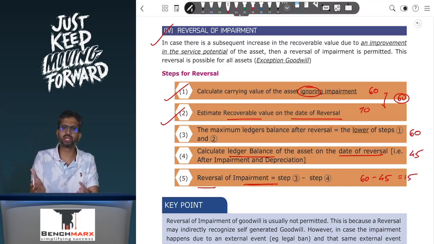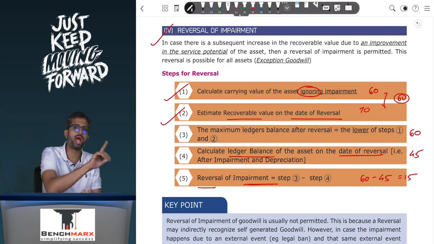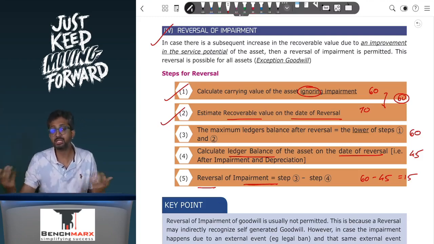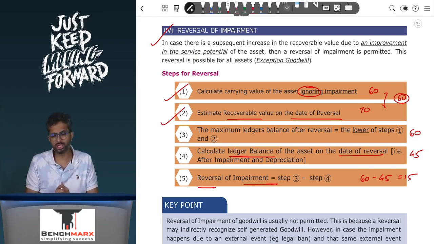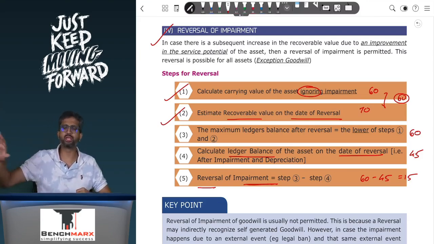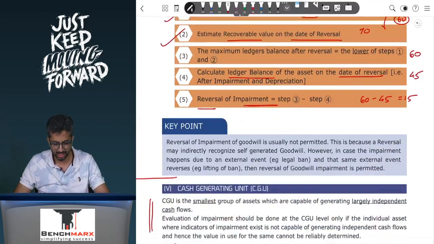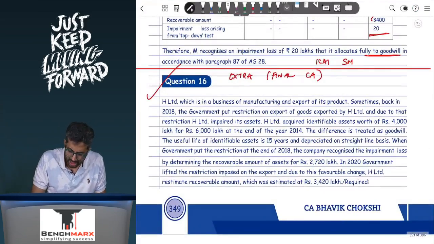Remember, the reversal can happen in any asset. However, for reversal to happen for goodwill, the impairment should have happened due to an external factor, and now that same external factor, like a legal ban, is lifted. Again, for goodwill, AS 14 applies, and as per AS 14, goodwill has to be amortized over a maximum of 5 years. Like intangibles with an indefinite life, you maximum amortize it over 10 years. In a similar way, goodwill, which you will study under amalgamation, has to be amortized over a maximum period of 5 years. So keeping that into consideration, we will go to question number 16. H is in the business of manufacturing and exporting of a product.